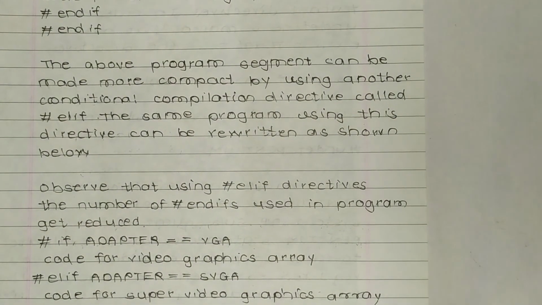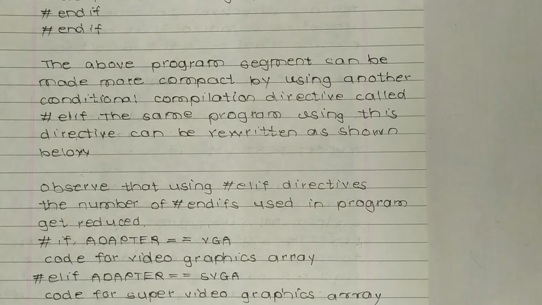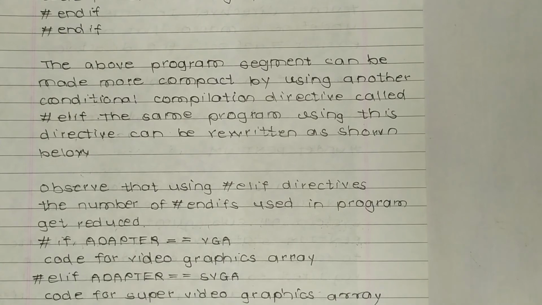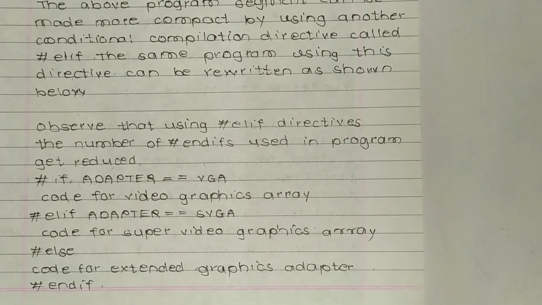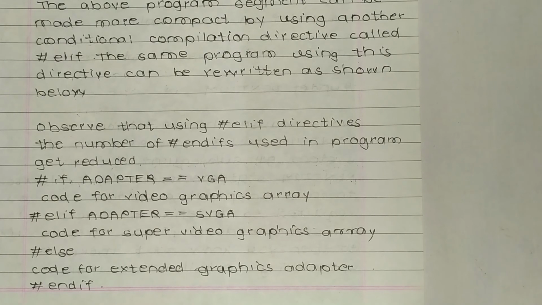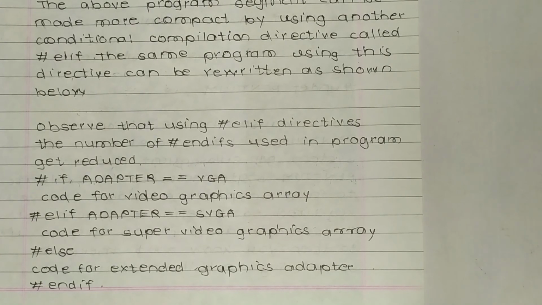The above program segment can be made more compact by using another conditional compilation directive called #elif. The same program using this directive can be rewritten as shown below. Observe that using #elif directives, the number of #endif used in the program gets reduced. #if adapter == VGA, code for video graphics array, #elif adapter == SVGA. This is code for super video graphics array. #else, code for extended graphics adapter. #endif.